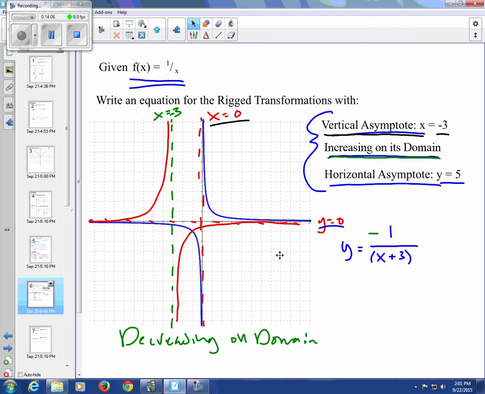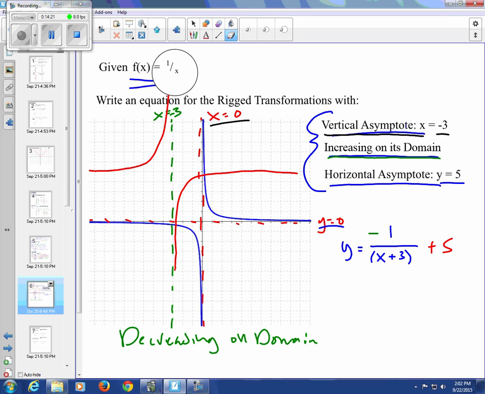So right here what we can do finally is add 5, and that is going to vertically shift our function up 5. So now we're seeing that horizontal asymptote at positive 5. I'm going to erase some of this stuff so that we can see this a little bit better. We've got that horizontal asymptote at positive 5, in green, and there are the transformations that do it.